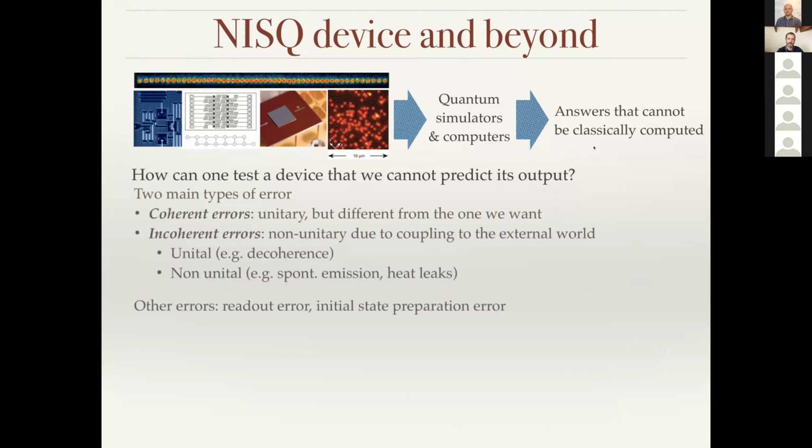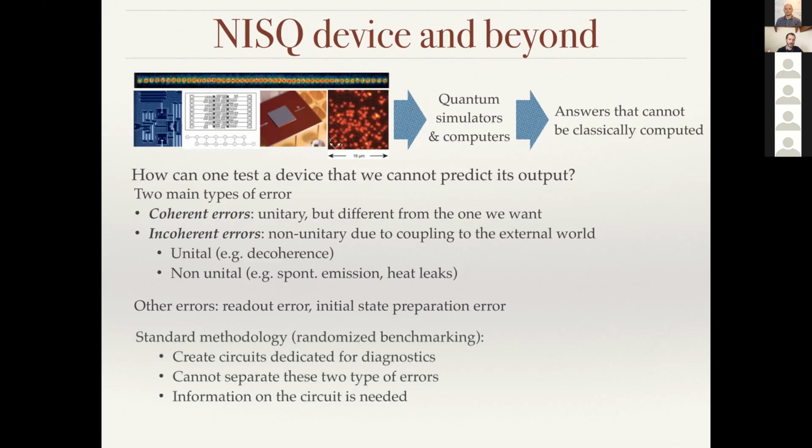With respect to the possible errors, there are two main types that can take place. One of them is a coherent error, where the evolution is unitary, that is, the system is well isolated, but the unitary is different from the one we want. The other type is incoherent error, where due to non-negligible coupling to the environment, the evolution is non-unitary. This could be either unital error, like decoherence, or non-unital, like spontaneous emission or other heat leaks. There are also other types of error, like readout error and initial state preparation error, but these can usually be addressed quite easily.